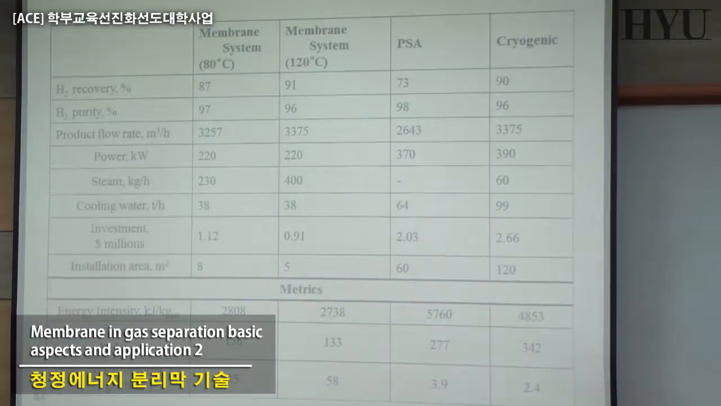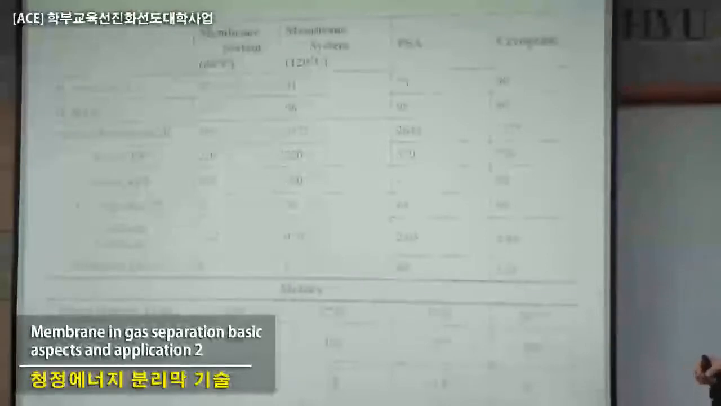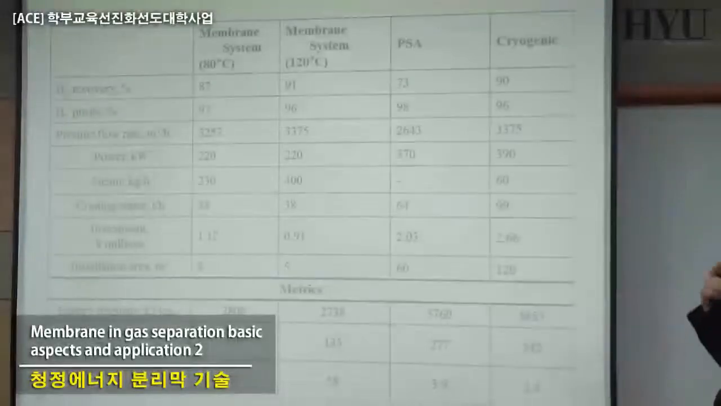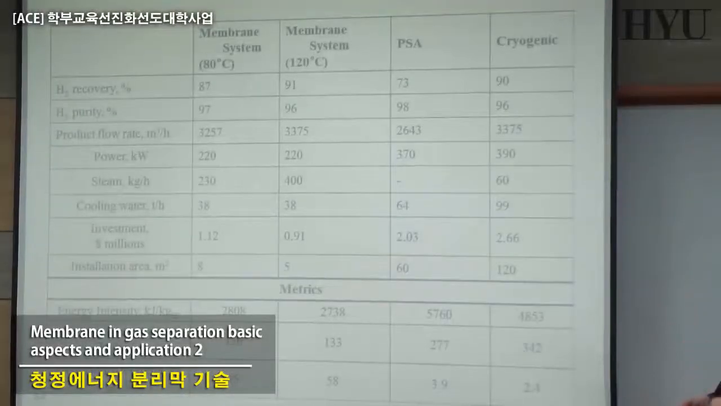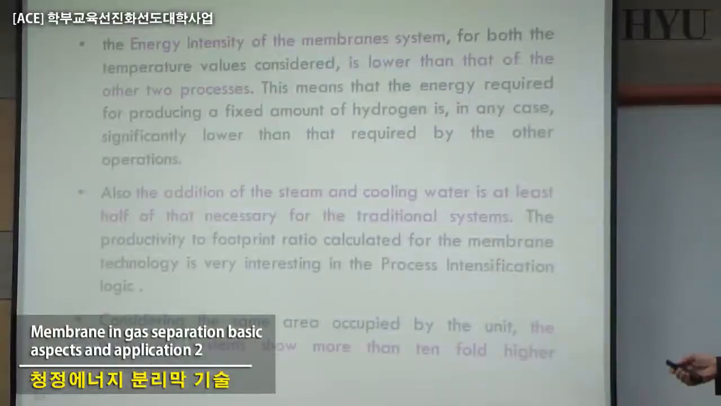So this kind of parameter that we are using more and more, and we try to suggest to everybody to use, is to put in your computer, when you make a calculation, a software that directly, instead of making the calculation of energy, makes a calculation of energy intensity. That is becoming more and more traditional, and is quite useful. And you can see here, the energy intensity of your membrane for both temperature values considered is lower than that of the other two processes.